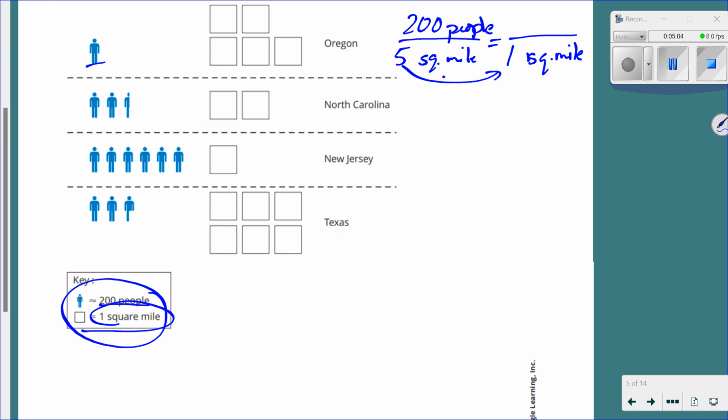Divide by 5. So what am I going to do to the top? Divide by 5, which gives me 40 people. So now I have a basis to start comparing the other ones. So I've done 1, you have 3 more to do.